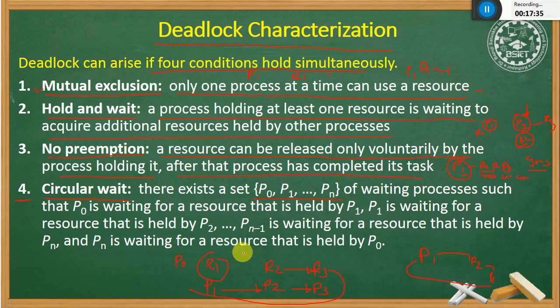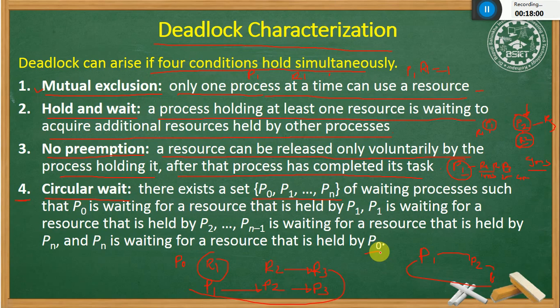So Pn is waiting for the resource that is held by P0. That is an inter-circular dependency, called a circular wait, which leads to the deadlock. Okay, with a deadlock, your operating system goes into the waiting state. Unwantedly, some processes are in the waiting state, which decreases the overall performance of your system.